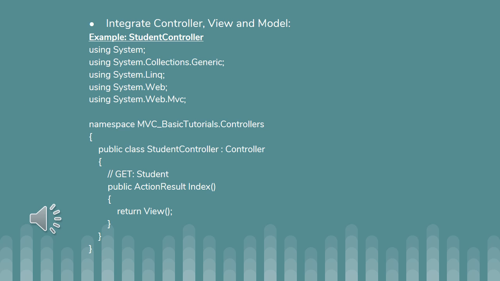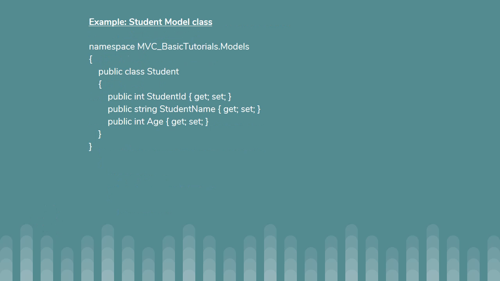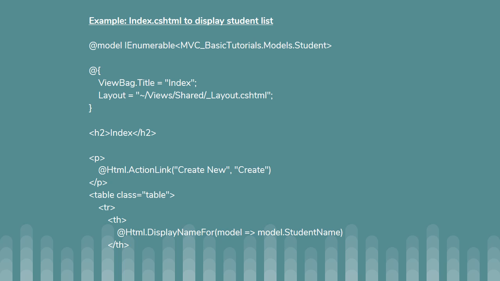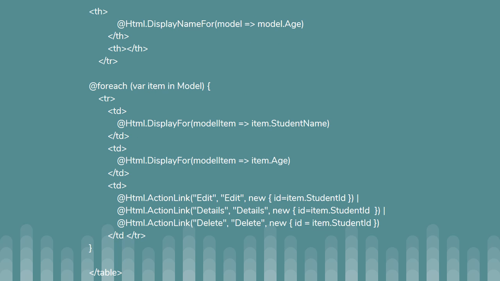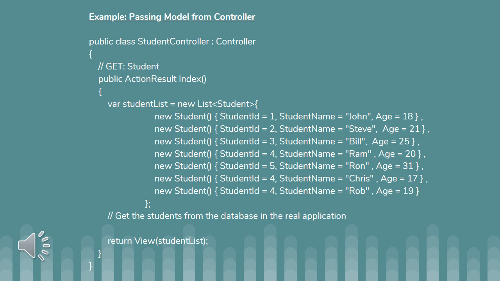Integrate controller, view and model. We have already created the Student controller, model and view in the previous sections, but we have not integrated all these components in order to run it. The following code snippet shows the Student controller, Student model class and view created in the previous sections. Now, to run it successfully, we need to pass a model object from the controller to the Index view. As you can see in the above Index.cshtml, it uses an enumerable of Student as a model object.